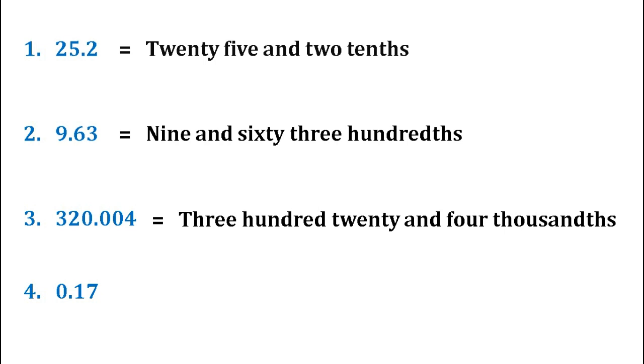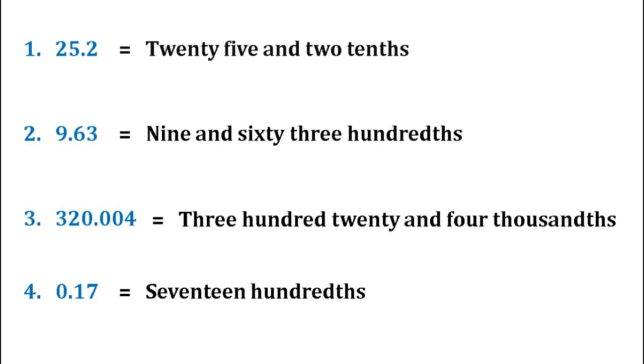The fourth example is 0.17. Since there is no whole number part here, we directly go to the decimal part where we have 1 under the tenths place and 7 under the hundredths place. So this number can be read as 17 hundredths.